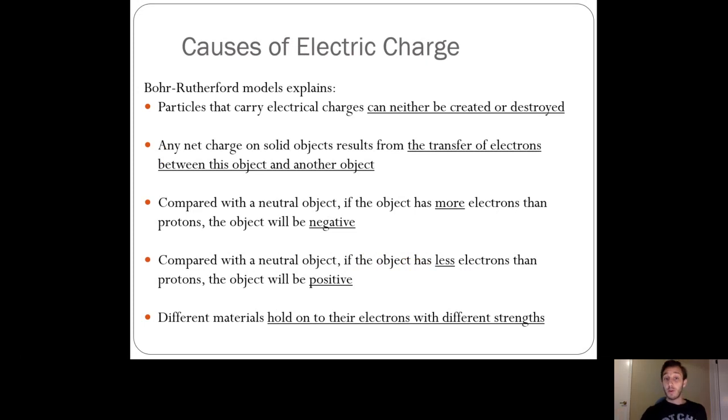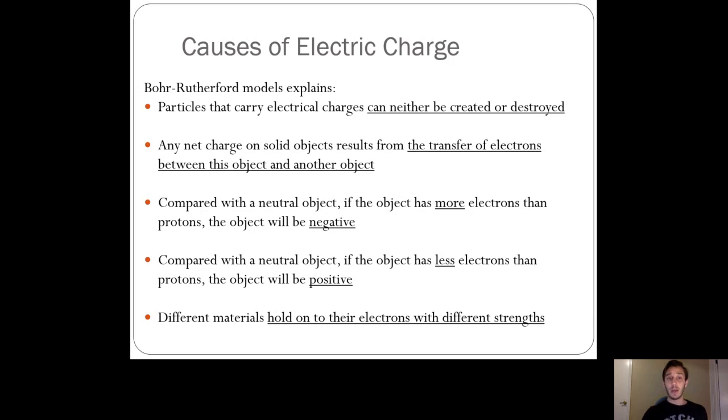Here's what the Bohr-Rutherford model explains. Particles that carry electrical charges can neither be created nor destroyed. Those electrons and those protons have an electric charge, and they can't be created or destroyed. That's true for now, but in a few years, maybe you'll put a star beside that and say except when. But for now, they can't be destroyed. It's as small as it gets. We cannot destroy protons or electrons.